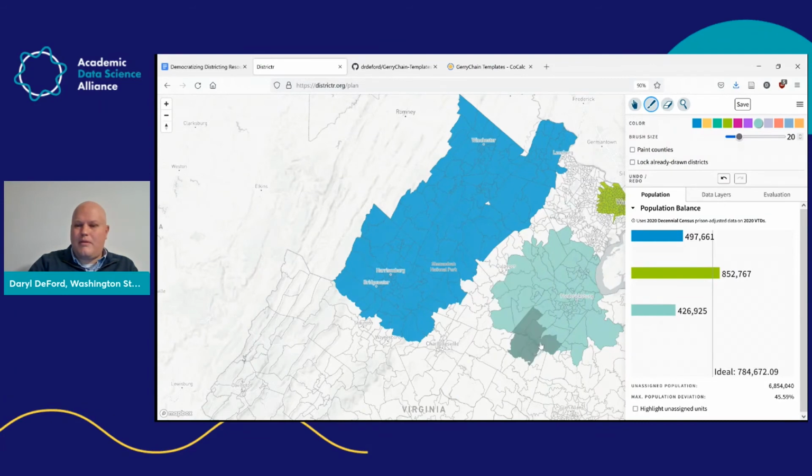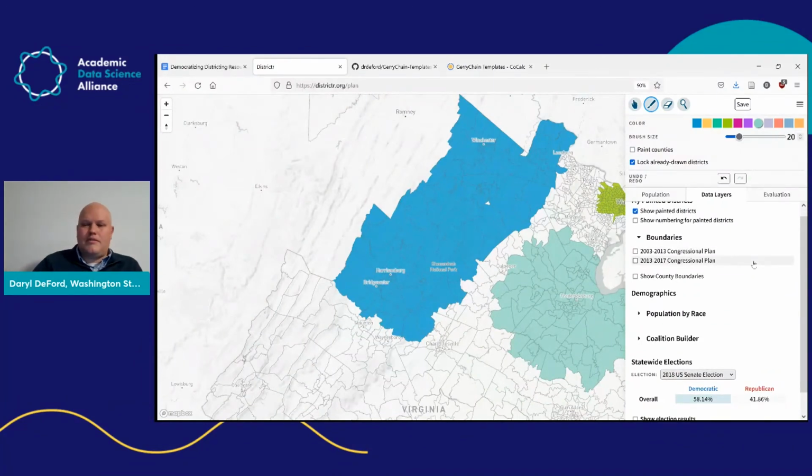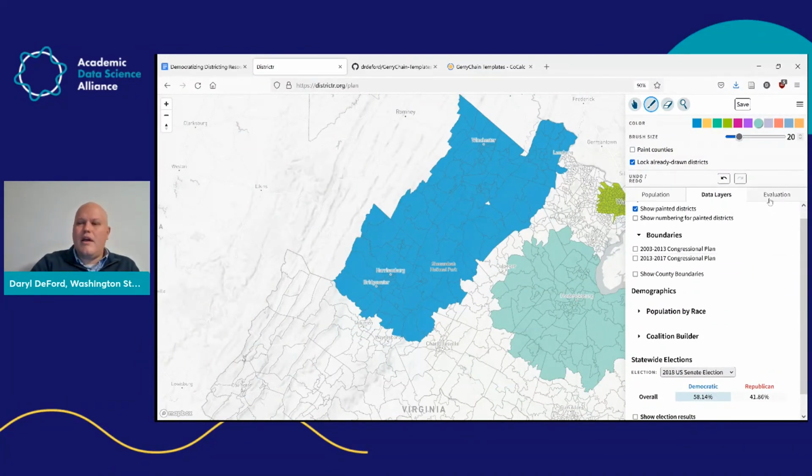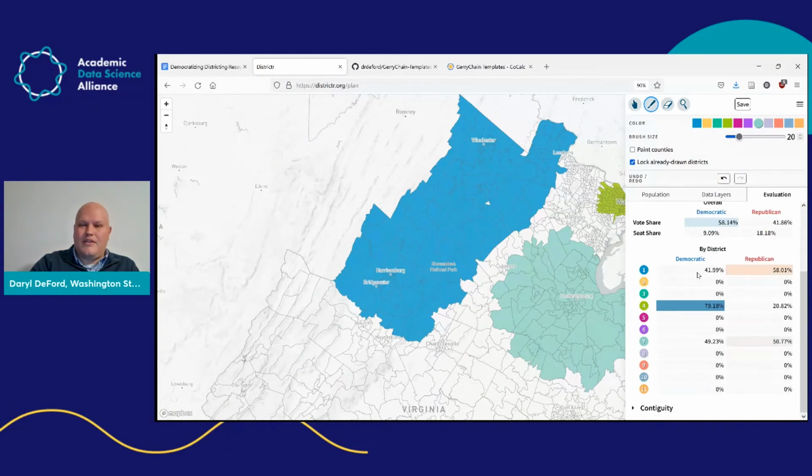In addition to the population values, Districtr is also keeping track live of a bunch of evaluation of the data, both in terms of the demographic breakdown of the regions, as well as the partisan information about the districts that we draw. So we go over here to this evaluation tab and ask for the election details. It's going to tell us, of these districts we've drawn so far, this first district looks like it's leaning about 42-58 to the Republican side. This light green or dark green district is about 80% Democratic, and about 50-50 on this teal district so far. So it's keeping track, and as we add additional units, those values are going to get updated and tell us how they're changing.